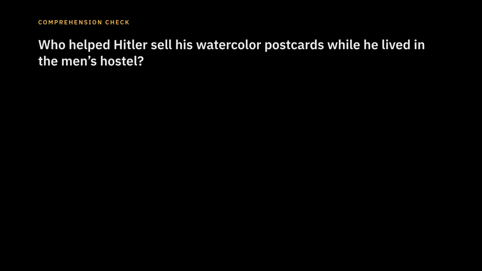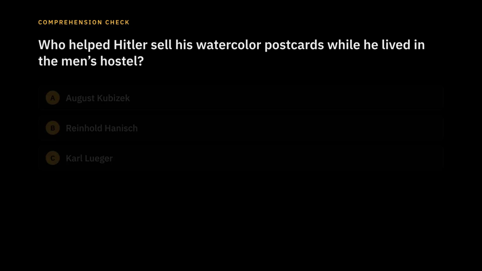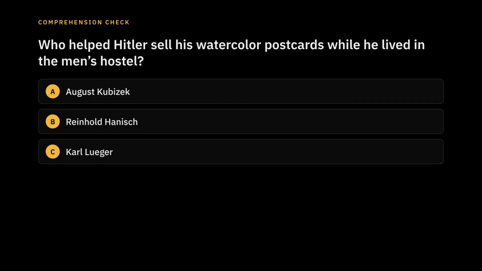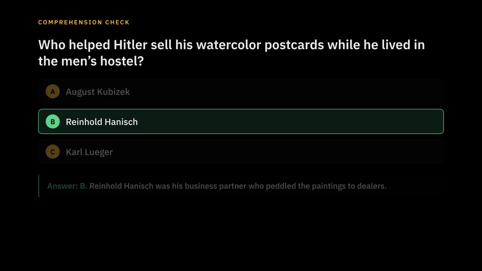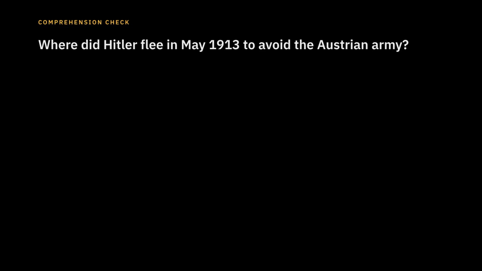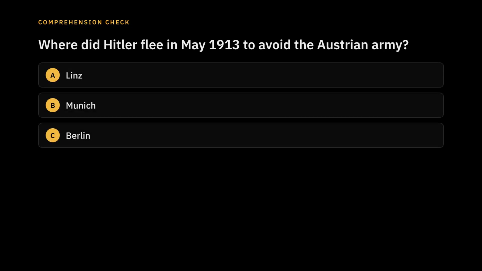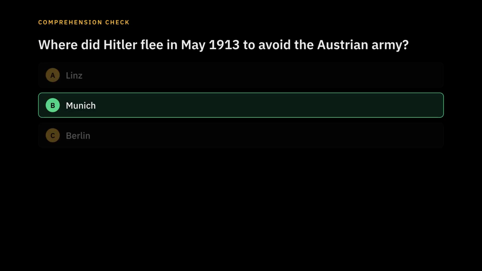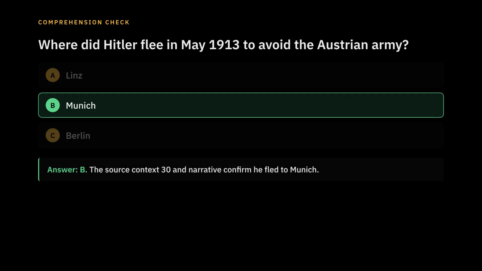Who helped Hitler sell his watercolor postcards while he lived in the men's hostel? Reinhold Hanisch was his business partner who peddled the paintings to dealers. Where did Hitler flee in May 1913 to avoid the Austrian army? The source context 30 and narrative confirm he fled to Munich.